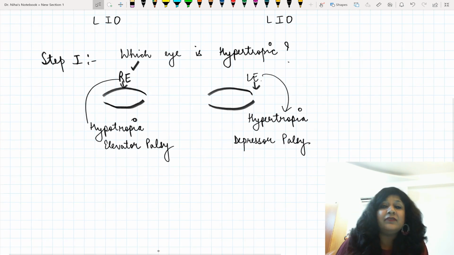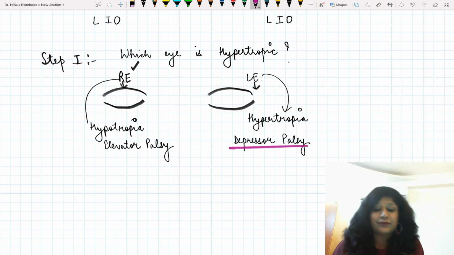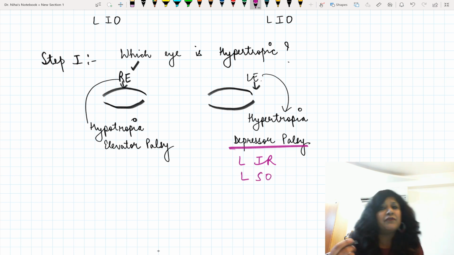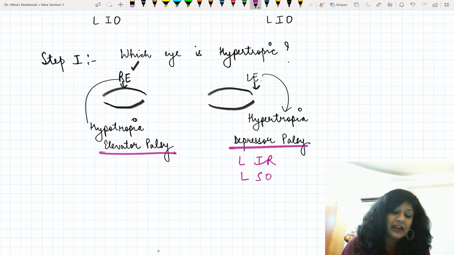Now we can conveniently write here which are the depressors of the left eye. So left inferior rectus and the left superior oblique, everybody knows this, right? And what are the elevators? Elevators can be right superior rectus and the right inferior oblique.